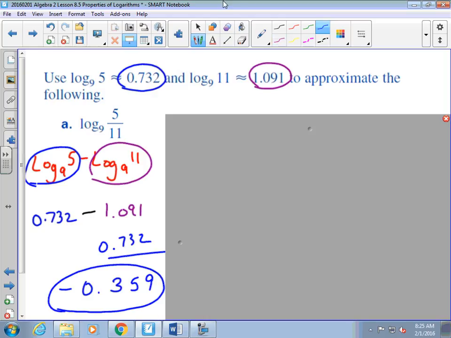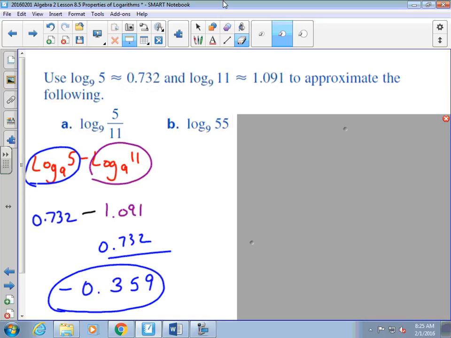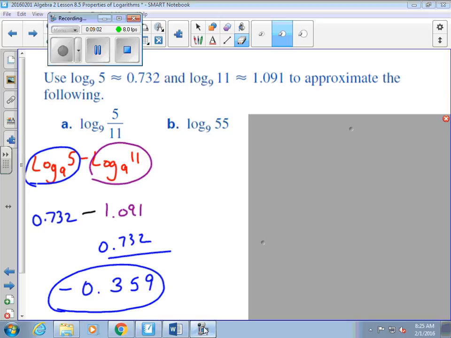Let's do the same thing. Let's use the same approximations from log base 9 of 5 and log base 9 of 11 to do this one. Log base 9 of 55. Again, take 1 minute. Again, how can you change the base to have something that you know to simplify it?